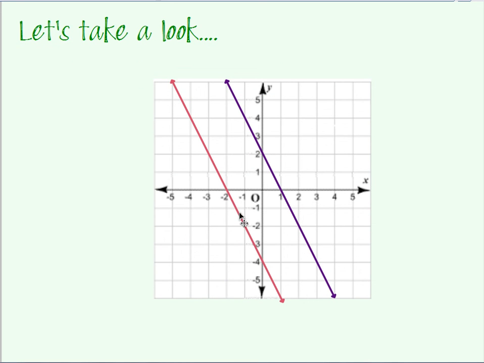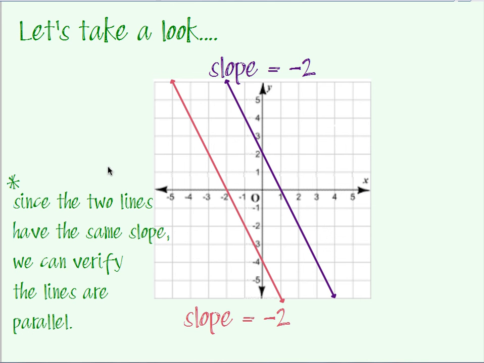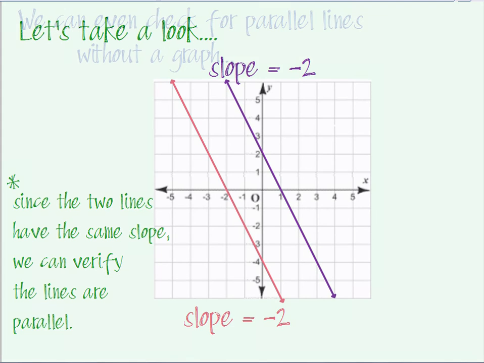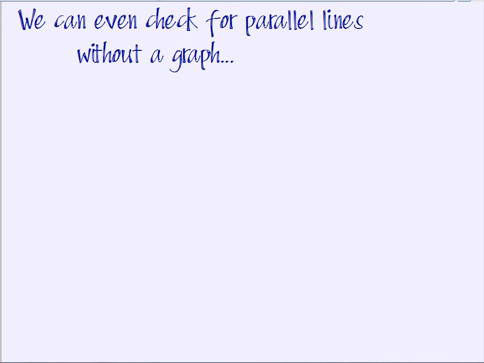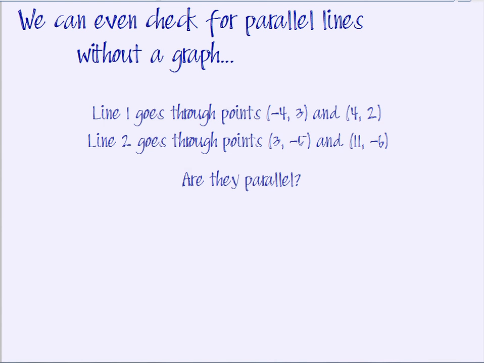So if I take a look at these two lines, one's pink, one's purple, I'm going to look at the slope of the purple line, and I find that it has a slope of -2. From point to point, I go down 2, right 1, down 2, right 1, down 2, right 1. That's -2. If I take a look at my pink line, from point to point, I go down 2, right 1, down 2, right 1. So the pink line also has a slope of -2. Because they have exactly the same slope, we can prove that these two lines are parallel.